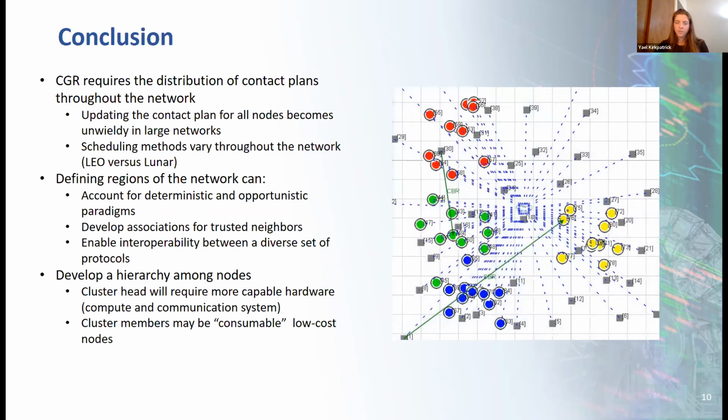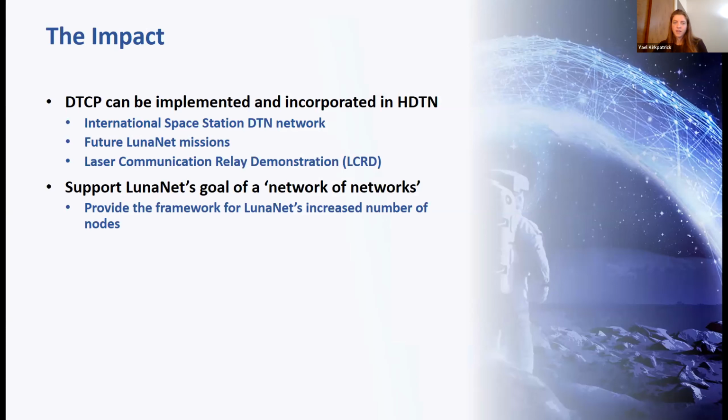And using this approach and incorporating an HGTN could have an effect on all these different projects that NASA is involved with right now. It could potentially be used in the International Space Station DTN network. It could potentially be used in future LunaNet missions, and it could be used in the laser communication relay demonstration.